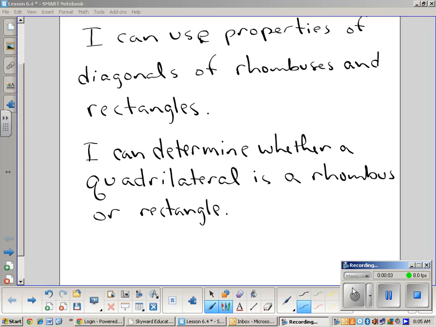We're going to talk about properties of diagonals of a rhombus and a parallelogram. Then we're going to use those properties to help prove that a quadrilateral is a rhombus or a rectangle. I think I misspoke. A rhombus or a rectangle, not a parallelogram. Okay?